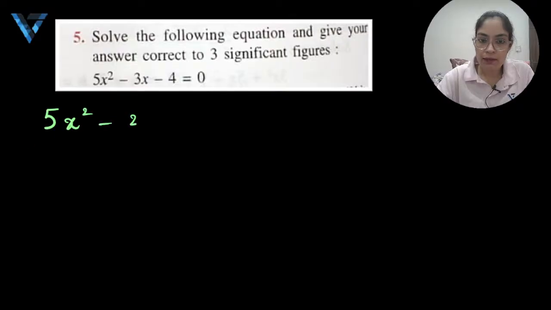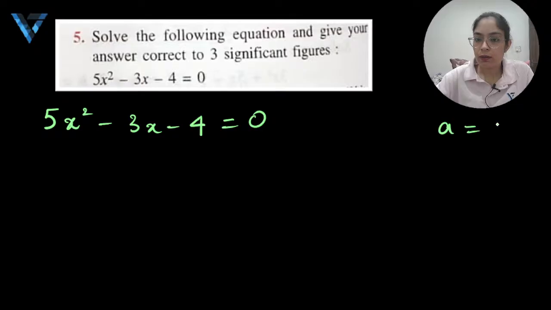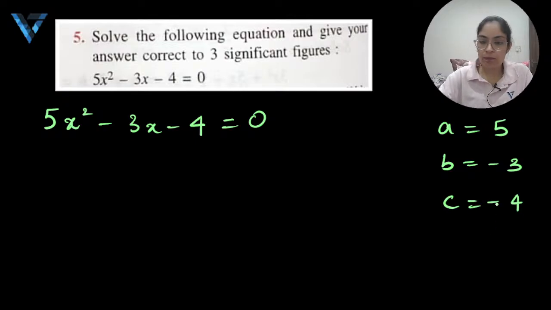5x square minus 3x minus 4 is equal to 0. Here a is equal to 5, b is equal to minus 3, and c is equal to minus 4. You have to compare with the standard form and write the coefficient of x square, x, and the constant term. Yes, a is 5.